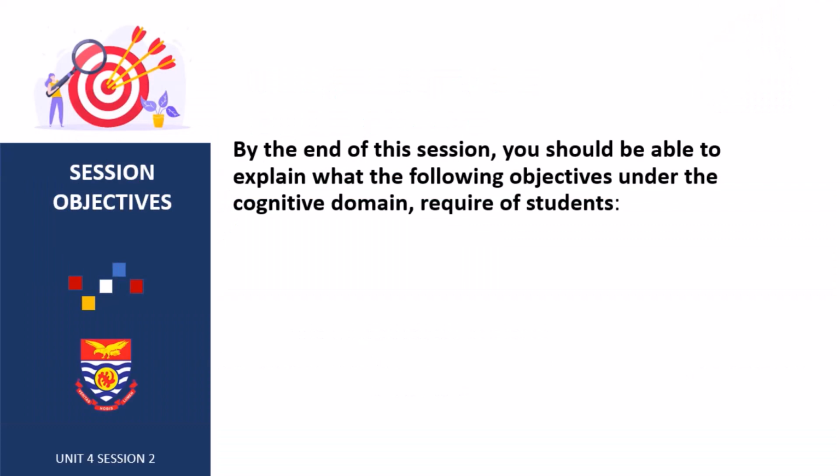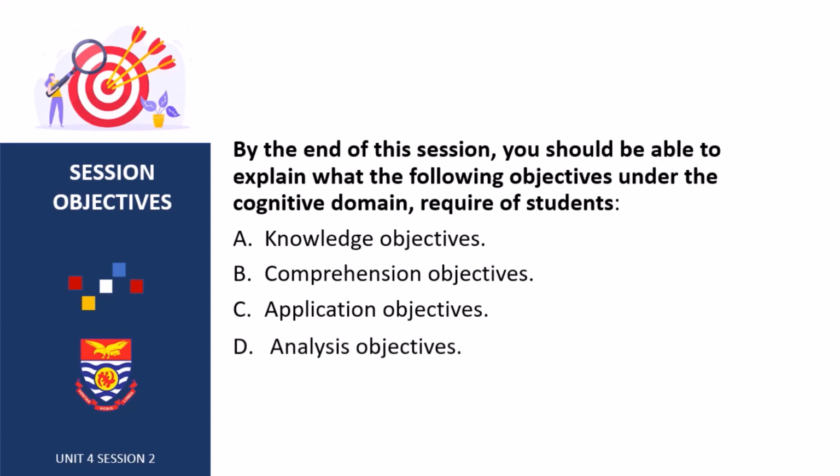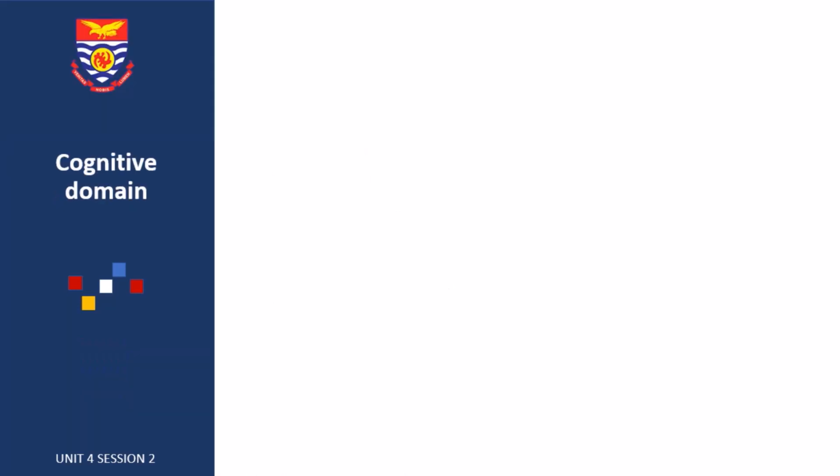By the end of this session, you should be able to explain what the following objectives under the cognitive domain require of students. A. Knowledge objectives. B. Comprehension objectives. C. Application objectives. And finally, analysis objectives.